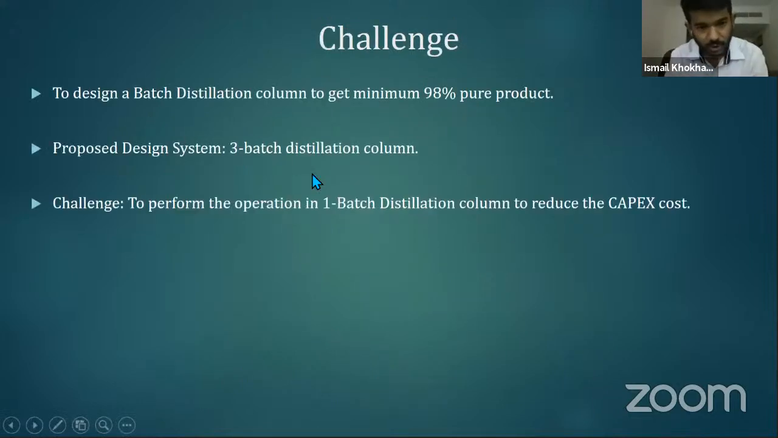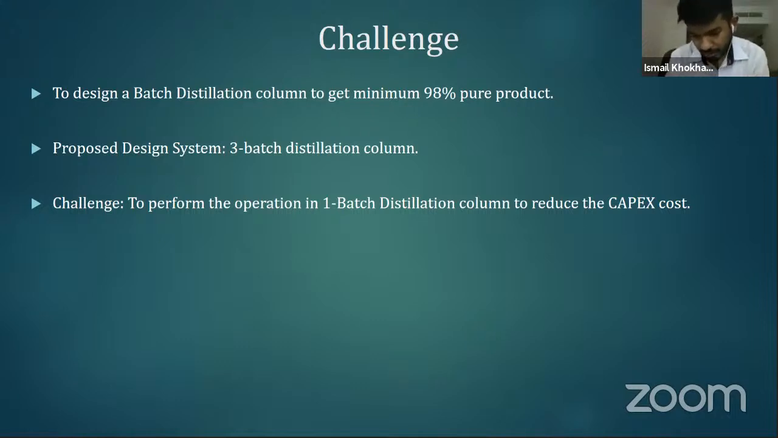So the challenge for us was to design a batch distillation column to get a 98% pure product. We had proposed a three batch distillation column for that, but because of the capex cost, because the final product we were making was not that valuable, investing in three distillation columns for a single intermediate was a bit difficult for the management to digest. So we were not given that capex, and we were asked to develop a process to convert this three batch distillation system into one batch distillation column to reduce the capex.